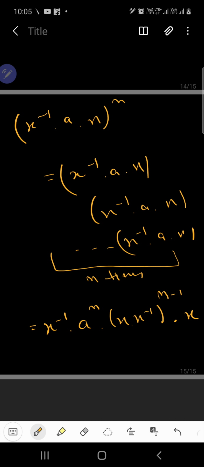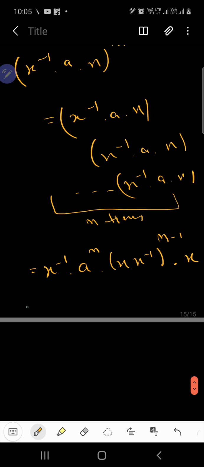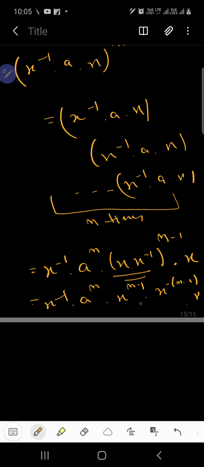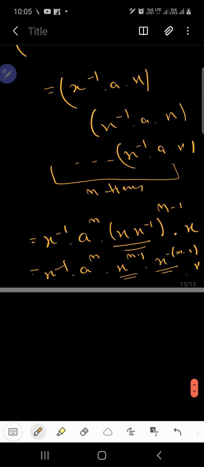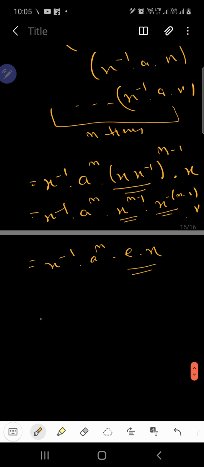So if you expand this product, you will basically get x minus 1 times a to the power n times x inverse whole to the power n minus 1, times x. Now this can be replaced with x minus 1 times a to the power n times x to the power n minus 1 times x to the power minus n minus 1 times x. Now x to the power minus n minus 1 is the inverse of x to the power n minus 1, so this can give you e. So x to the power minus 1 times a to the power n times e times x, right? Now e times x is x itself. So okay, let us not write it in that way. Let's do this, that a to the power n times e is e.